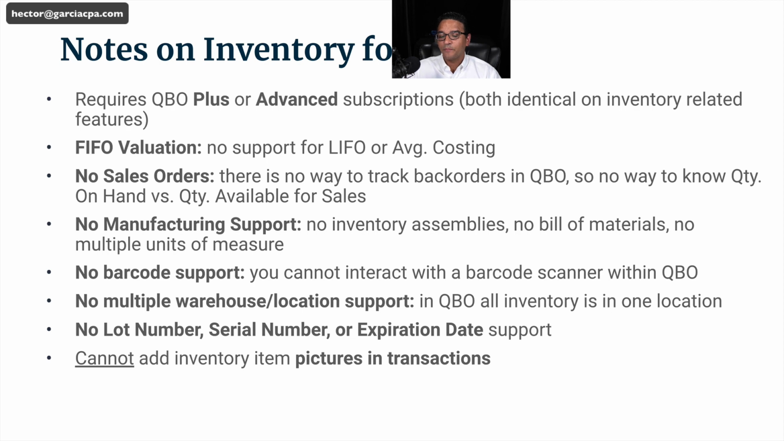QuickBooks Online does not support sales orders, so there's no way to track back orders in QuickBooks Online. There's no way to track how many you have on hand versus how many you have available for sales, so you cannot track back orders. There's, as I mentioned earlier, no manufacturing support, so no inventory assemblies, no bill of materials, no multiple units of measure. QuickBooks Online does not have barcode support, so you cannot interact with a barcode scanner and your inventory. It does not support multiple warehouse bin locations. So in QuickBooks Online, all inventory is essentially in one location.